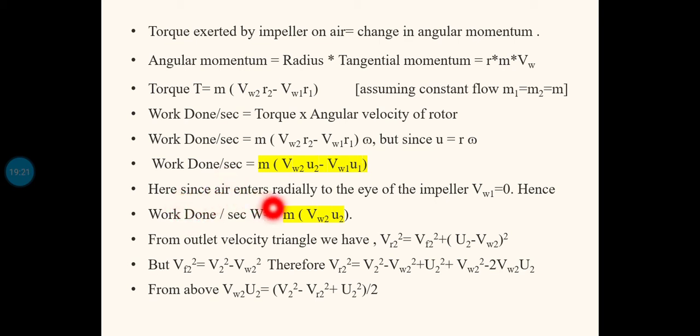And here, since the air enters radially to the eye of the impeller, Vw1 equal to 0. So if in the problem it is given that air enters the impeller radially, then you can directly take Vw1 equal to 0. In that case the work done per second equation reduces to m into Vw2 u2. This is a sub case of the general equation: if the air enters the impeller radially, the equation for the work done per second reduces to m into Vw2 u2.